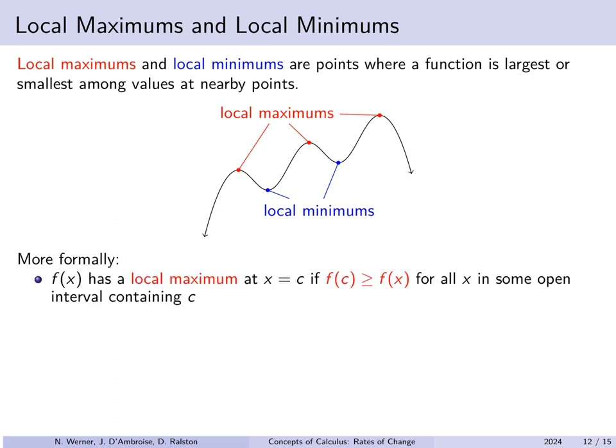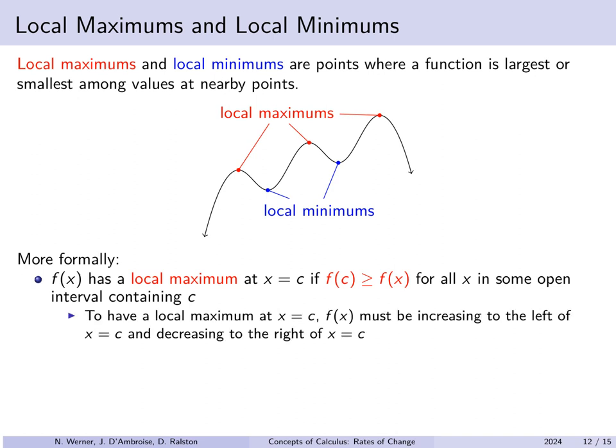More formally, f has a local maximum at a given choice of x equals c if the value f of c is bigger than or equal to any f of x you would get where x is chosen to be in some open interval around the point c. So to have a local maximum there, the function has to be increasing to the left and decreasing to the right. Specifically here, looking at this local maximum, it was increasing into this value and then decreasing away from it. So nearby, this is the highest value we see.